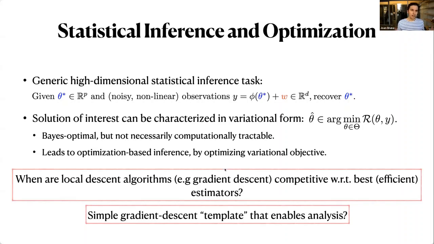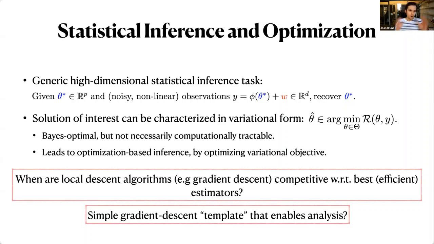And so the high-level questions of today are really about understanding, in this picture, when are local descent algorithms, in particular gradient descent, competitive. In the sense, when can you legitimately claim that you can solve statistical problems very well with gradient descent?